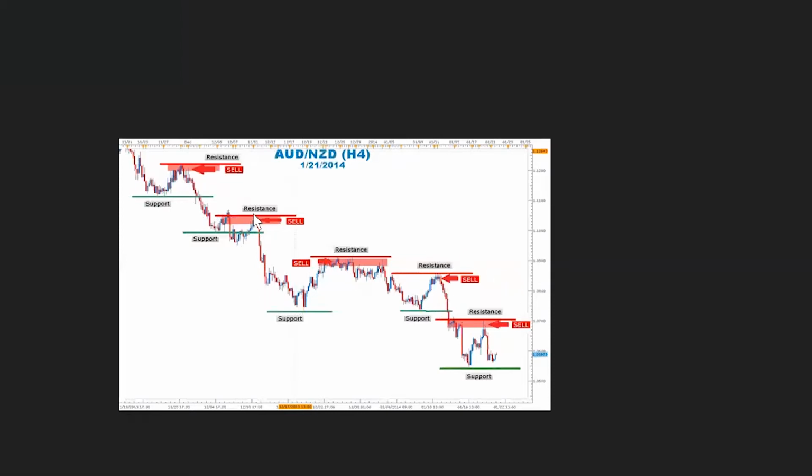So you need to understand, if you're trying to get in on a sell here, which is probably the best way to go because you're trading on a downtrend, so you're looking for sells really. So it's good to get in on these resistances, right?